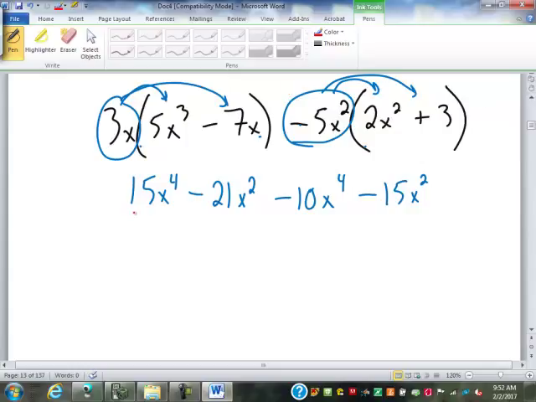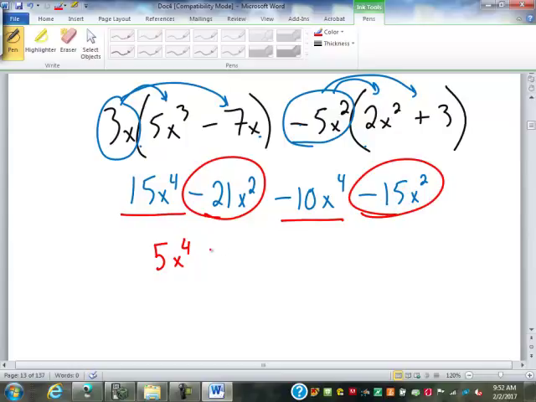What can we combine? Like terms. So give me the first set. Perfect. 15x to the fourth and the negative 10x to the fourth combine to make 5x to the fourth. Negative 21x squared and negative 15x squared make negative 36x squared.